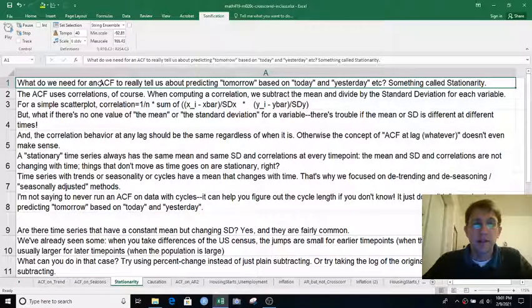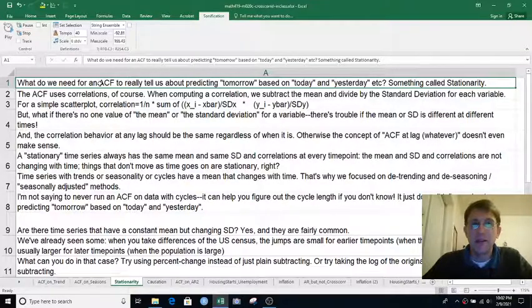So what we'll call a stationary time series always has the same mean and same standard deviation and correlations at every time point. The mean and standard deviation and correlations are not changing with time. Things that don't move as time goes on are called stationary, right? The time series with trends or seasonality or cycles have a mean that changes with time. That's why we focused on detrending and deseasoning or doing seasonally adjusted methods.